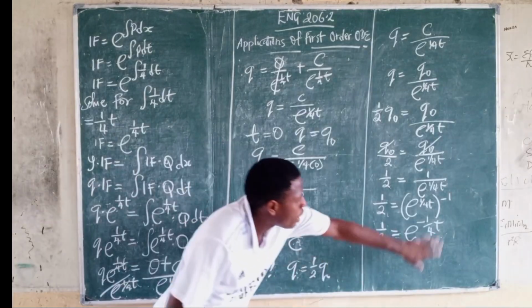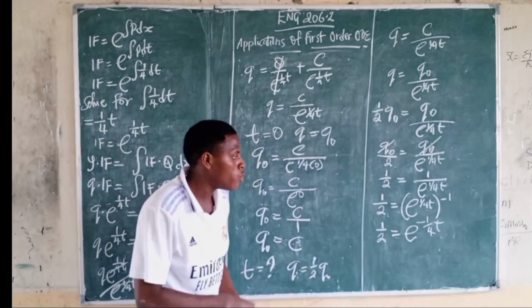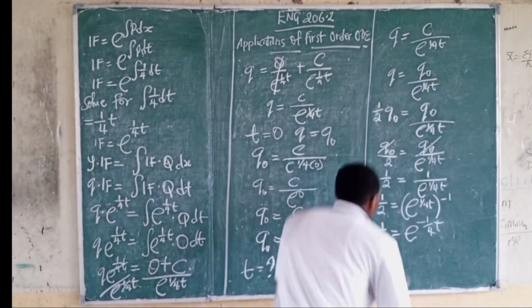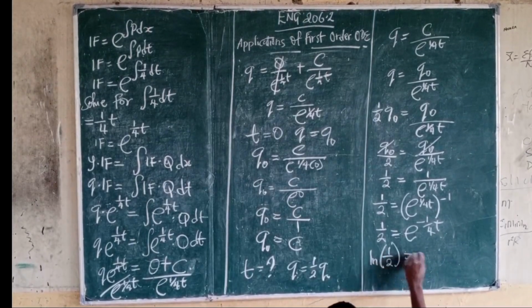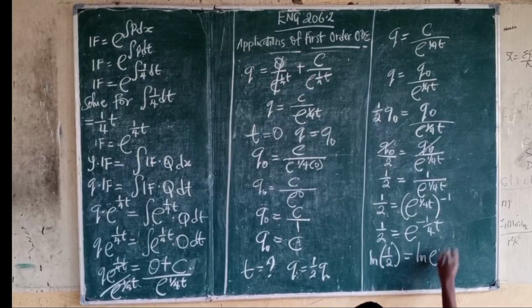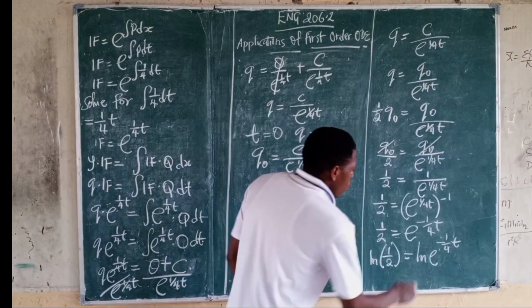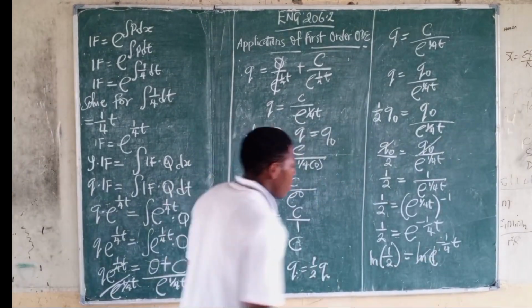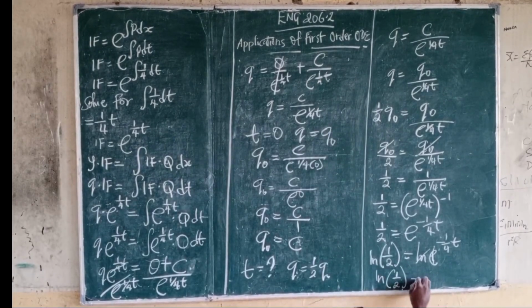Now, we have a complicated issue here in mathematics. To remove exponential, what do we do? We apply ln. Now, if we apply ln to this equation, we have ln 1 over 2 is equal to ln exponential minus 1 over 4t. Our ln can remove the exponential. Now you simply have ln 1 over 2 is equal to minus 1 over 4t.